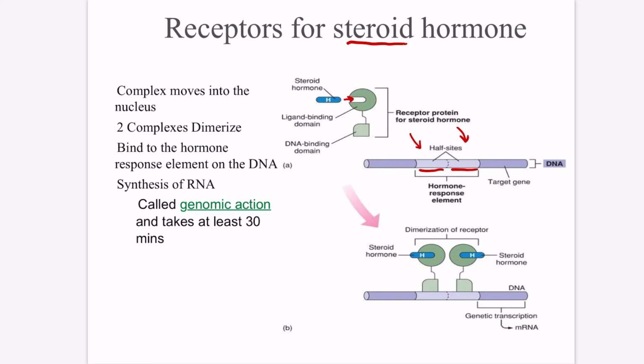And so they're called half sites, and two different receptor proteins with hormones attached bind and they join together. And so this is called dimerization. They bind to that DNA, and that is going to impact the synthesis of RNA and then impact protein synthesis. So this is called genomic action, and it is slow. It takes at least 30 minutes. And so this just goes to show how slow acting hormone effect can be.